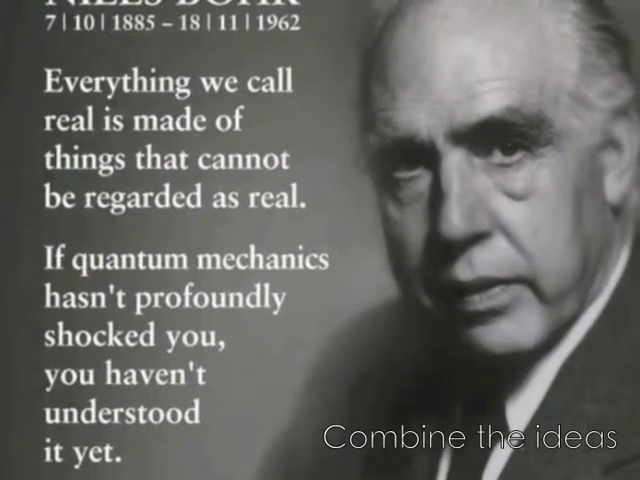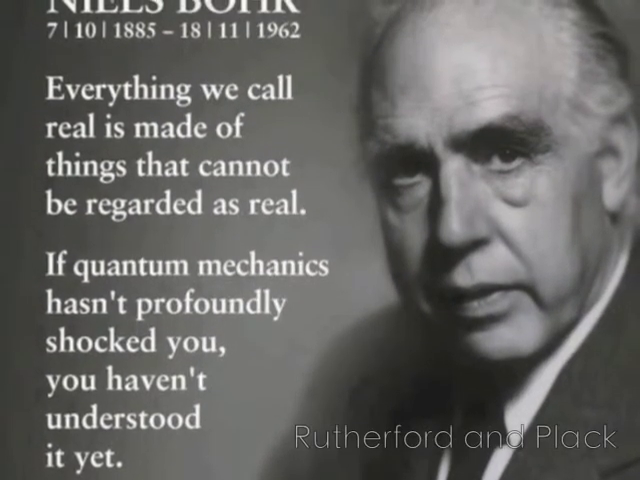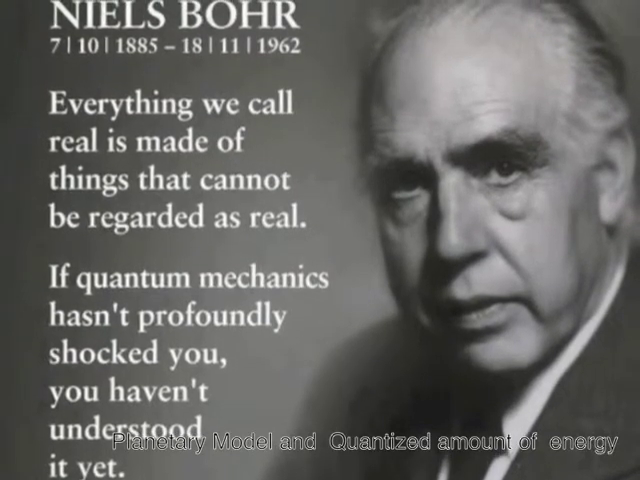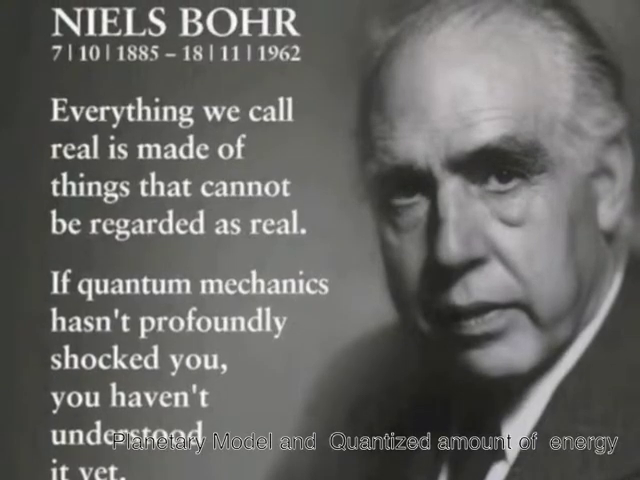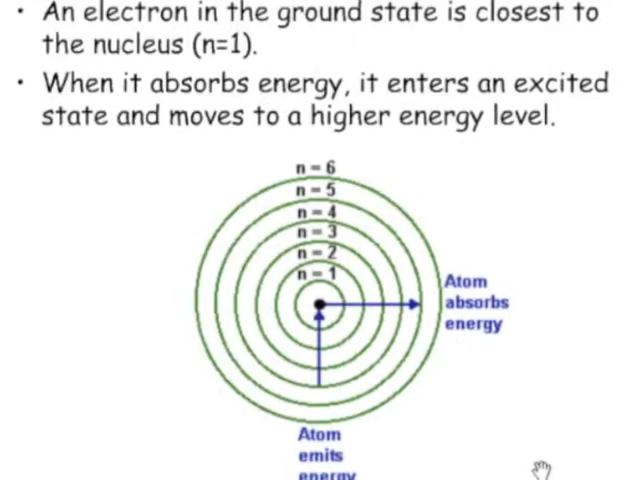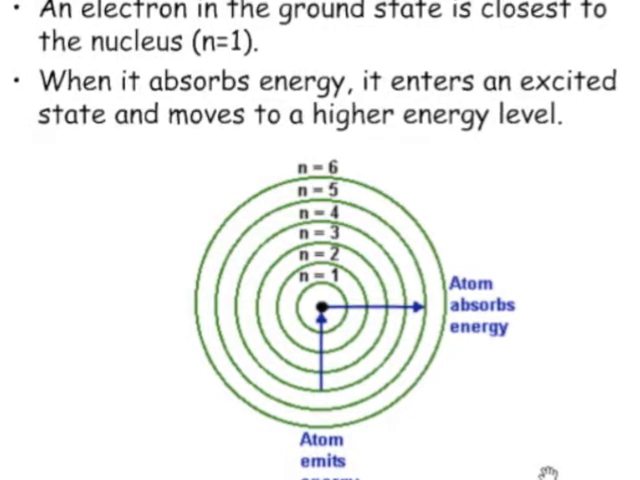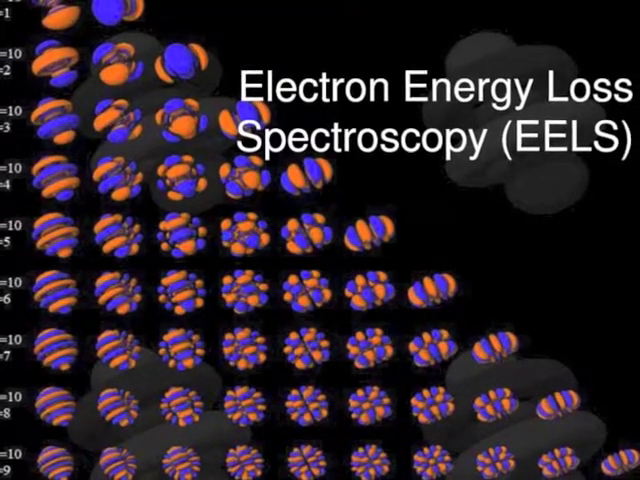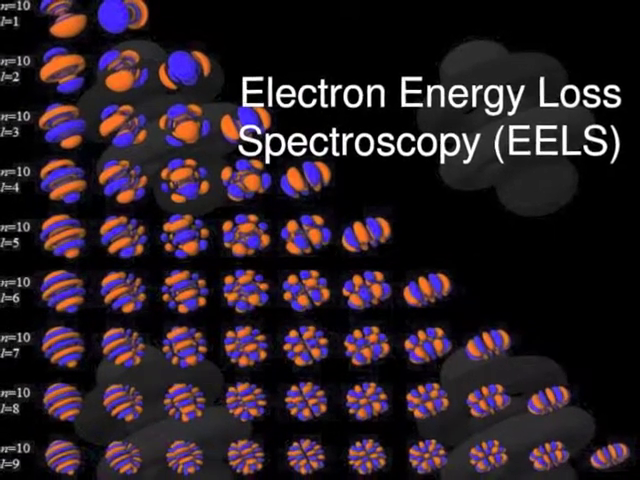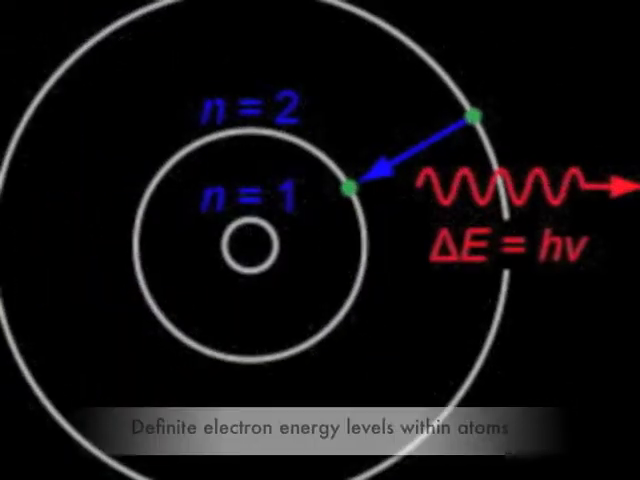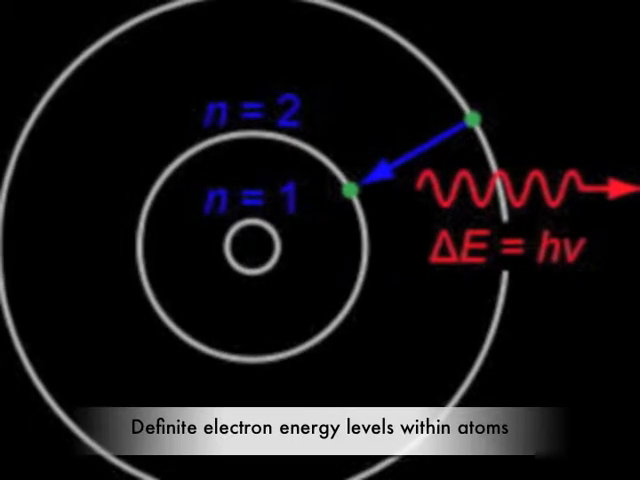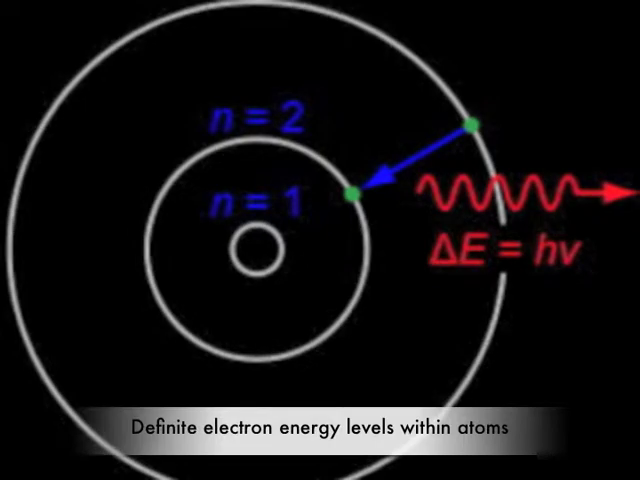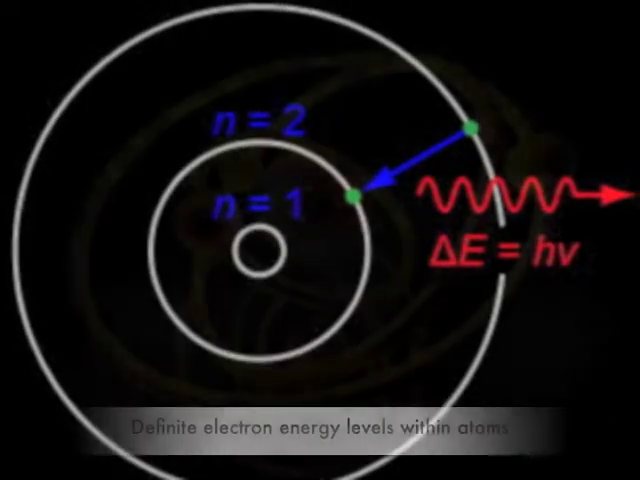Niels Bohr, the Danish physicist, combined the ideas of the Rutherford planetary model, with a nucleus and circling electrons, and Planck's quantized amounts of energy. He concluded that the energy of the electrons in an atom has to be quantized. This meant that electrons could only have certain amounts of energy. As we learned in section 3.2, the Bohr model established the concept of definite electron energy levels within atoms.